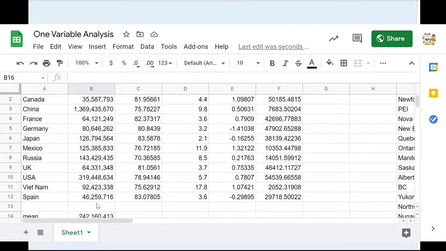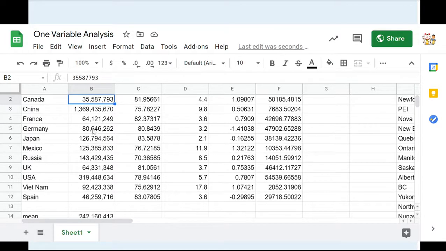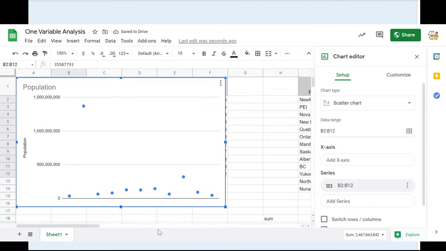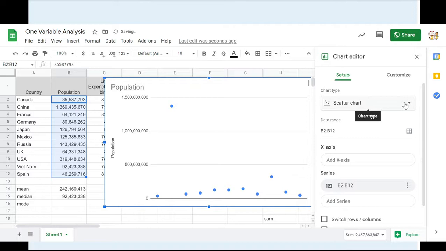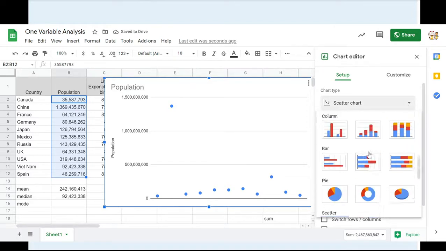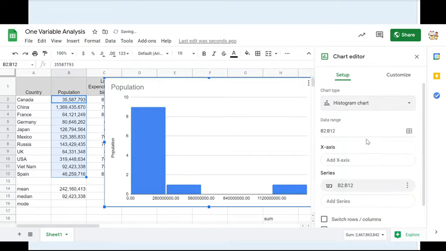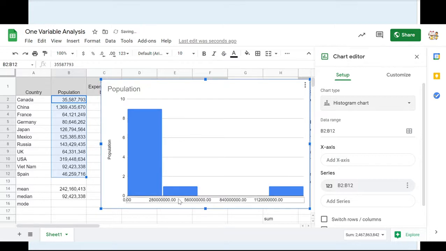So here, we would want to use the way of creating a histogram to create intervals. So I'm going to highlight all of my data that I'm looking at. I'm going to insert a chart. Zoom out a bit. So here, we've come up with a scatter plot, but I want to change that. So I'm going to scroll down, and it's under Other, and it's the one that says Histogram. So now I have a histogram, and I can see intervals.